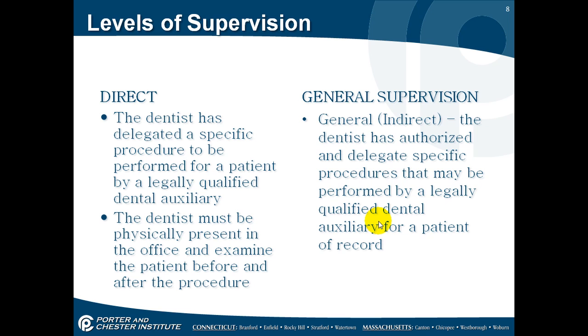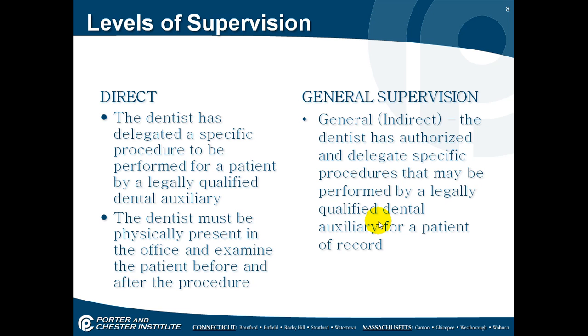Under that, there are levels of supervision. Direct supervision is when the dentist has delegated a task and you're performing it, and I'm going to check it before and after you do it. This is like for a dental assistant. For example, I would like you to make a temporary crown for this patient. The dental assistant makes the temporary crown and puts it in. The doctor's not going to release that patient until they come in and double check that crown. Okay, that's good. It's a go.